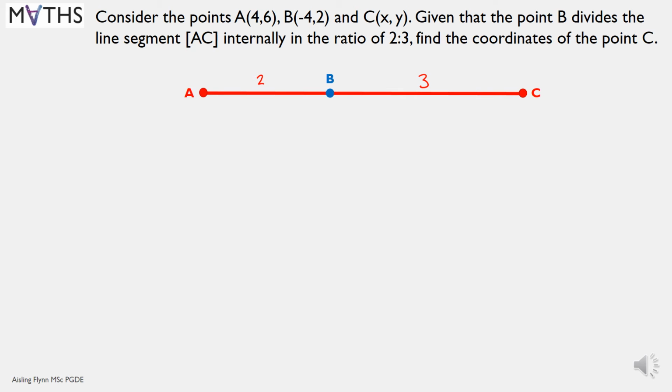3 parts. Now we are given coordinates for A and B: A is 4, 6. B is -4, 2. And C we don't know, this is what we're asked to find out, x, y. What we're going to do first is an approach that just explores what's happening to the numbers, using the ratio to extrapolate, to predict where C will be. And secondly we'll look at the formula.